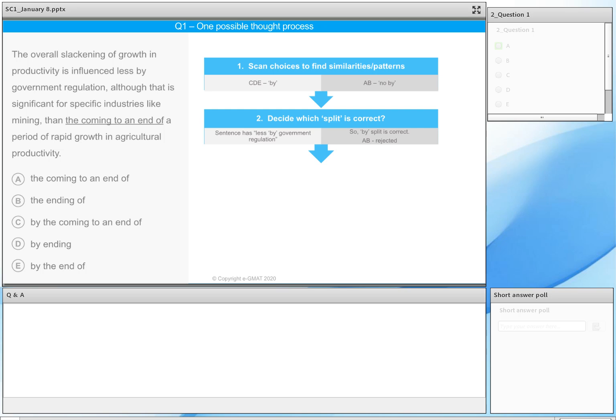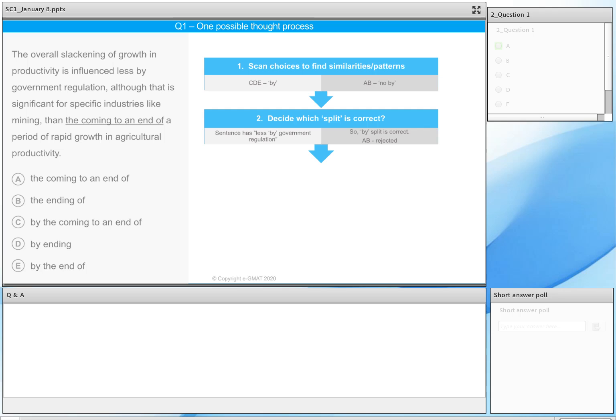And one possible approach that you used is a very common approach in solving SC questions. And that is to read through the question pretty quickly, and then you scan your answer choices for similarities. So if you read through this question and you see the overall slackening of growth and productivity is influenced less by government regulations, although that is significant for specific industries like mining, then coming to an end of a period of rapid growth in agriculture productivity.